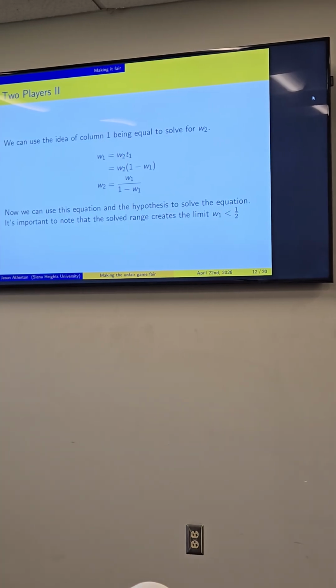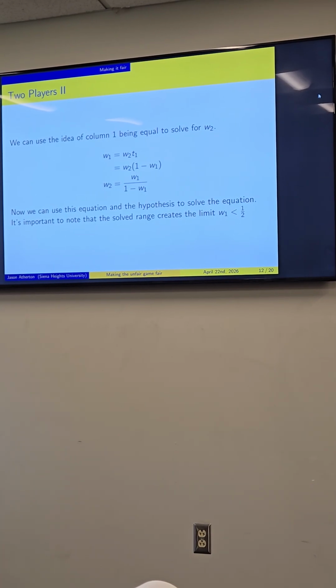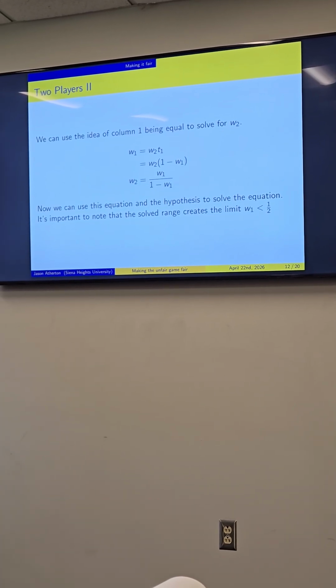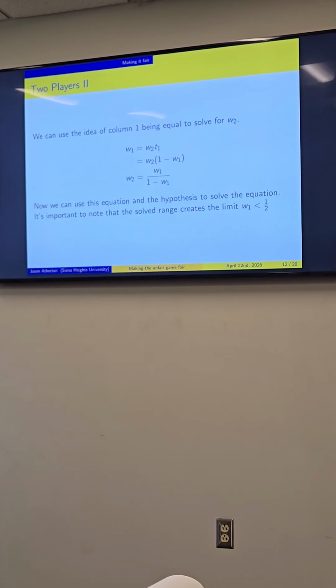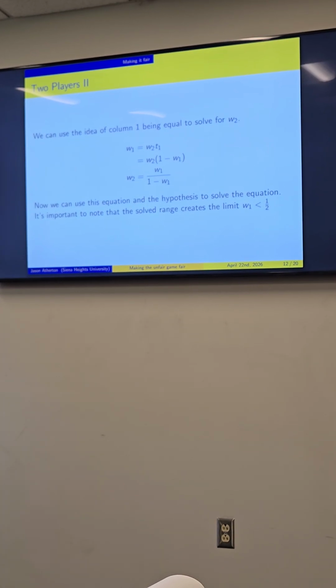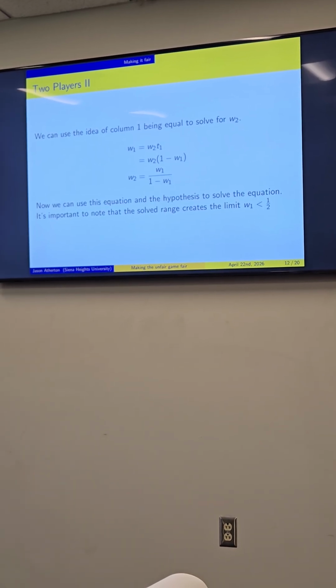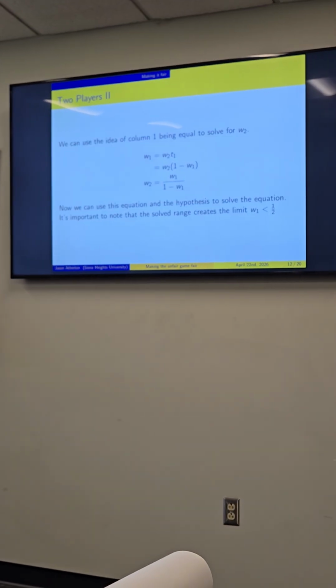So we take row 1 and row 2, and we set them equal to each other. And that's how we get W1 equals W2 T1. And solving that down using the other properties we already had, we end up with W2 equals W1 over 1 minus W1. This equation innately has the property that W1 is positive between 0 and 1/2. If we go past 1/2, it becomes negative.